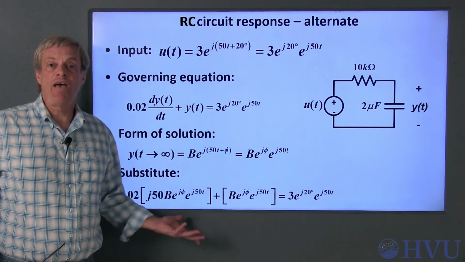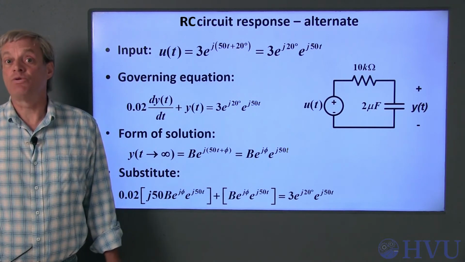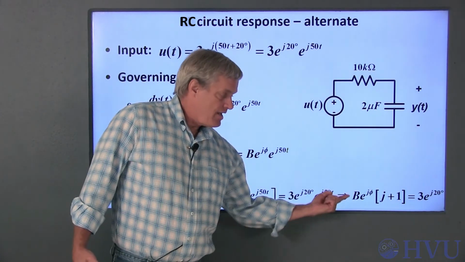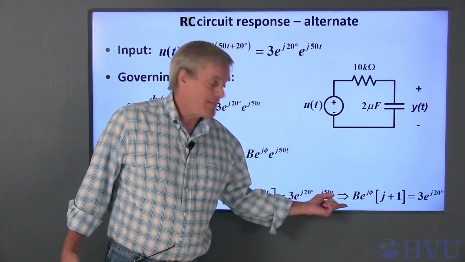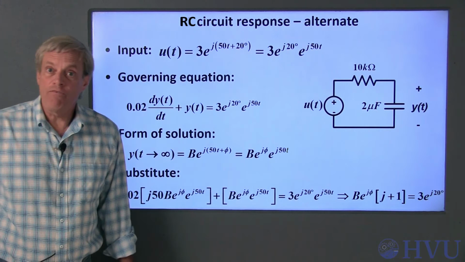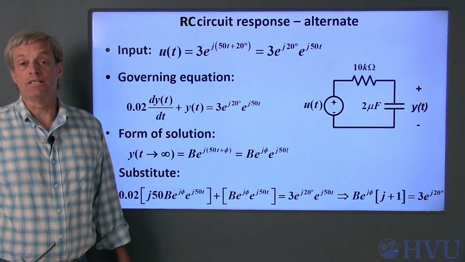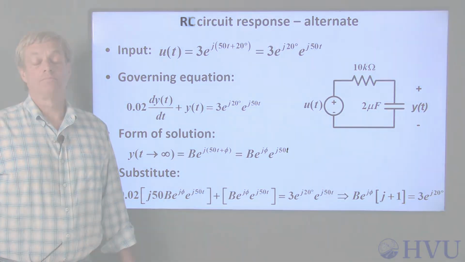This is a huge advantage. We've converted a differential equation to an algebraic equation. If I factor out the b e to the j phi from this equation, I get this. We can easily solve this equation for b times e to the j phi by doing arithmetic with complex numbers. Using complex exponentials in steady-state sinusoidal analysis saves a huge amount of effort if you're proficient in complex arithmetic. The next video provides a review of complex numbers, complex exponentials, and complex arithmetic.